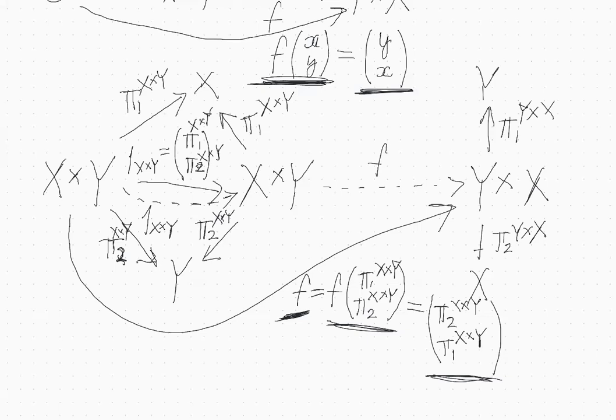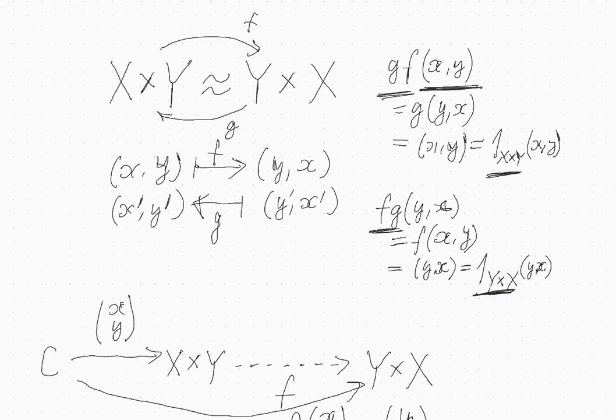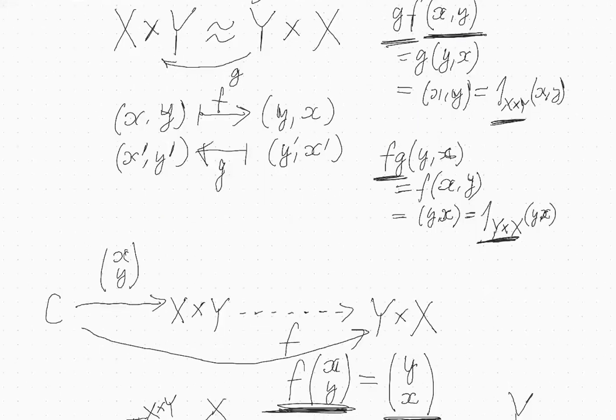Okay, let me try to re-explain what we're doing. Going back to sets, we are trying to construct a bijection from x cross y to y cross x, and we defined this bijection f. Well, we later prove it's a bijection. We define f by saying that the pair xy must map to the pair yx, and that of course defines f uniquely.